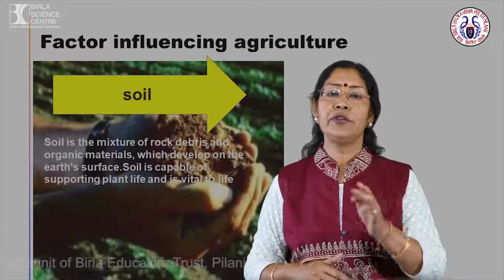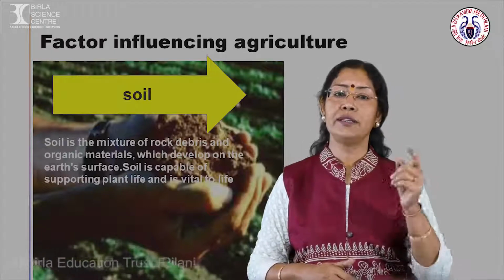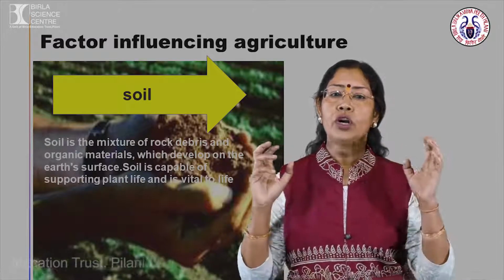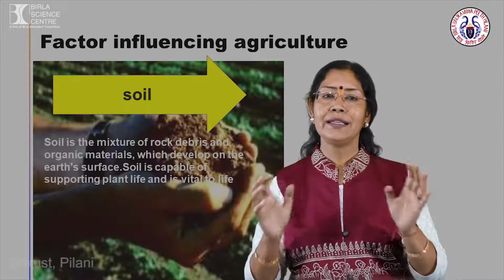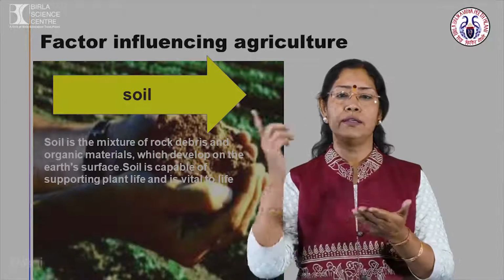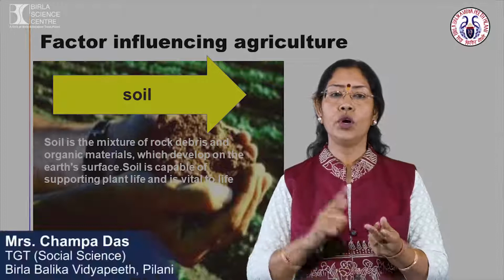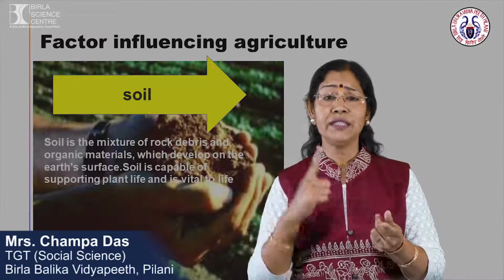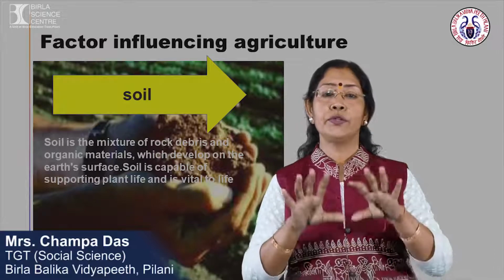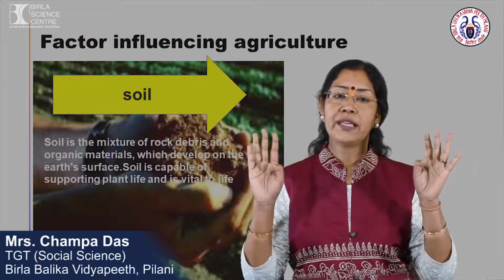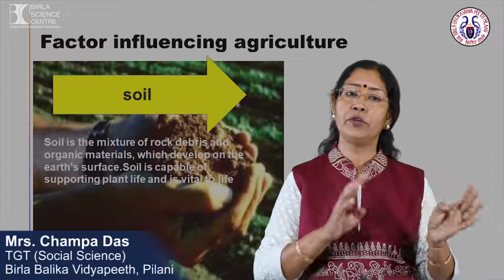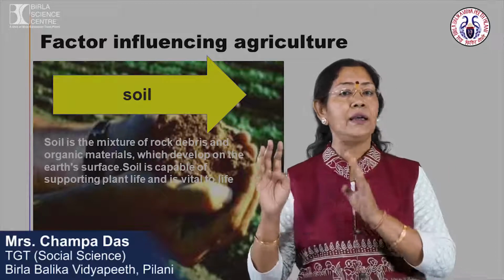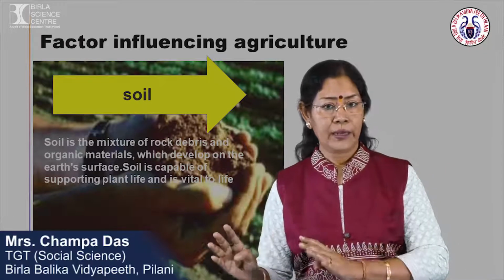Another important factor influencing agriculture is the soil. Soil is a mixture of rock debris and other things. The soil matters a lot, whether it is very fertile or not, whether the sand particles are more, whether the chemical components are more. So that is soil, which is another important factor, because before we go ahead, we have to consider the soil as well.